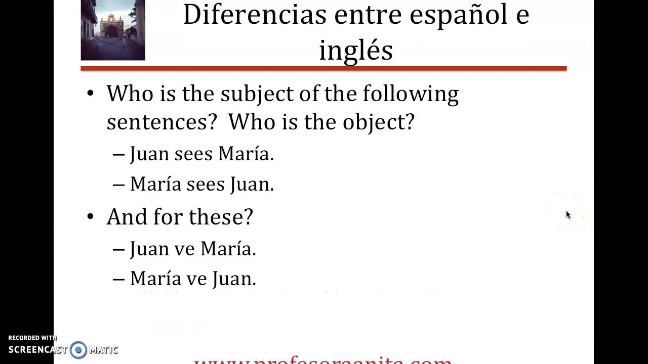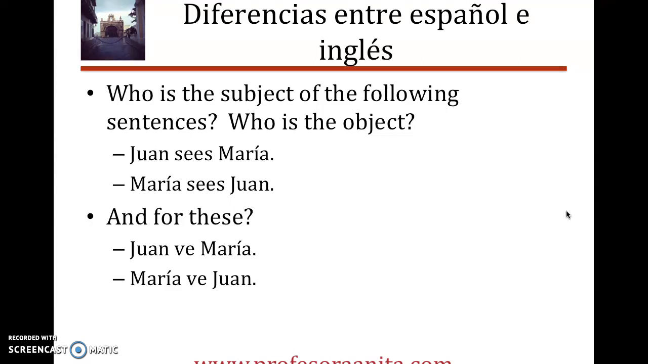All right, so now the really fun part. Okay, who's the subject of the sentence and who is the object? So remember, the subject does the action. So in the sentence, Juan sees Maria. Who is doing the action? Who sees and who is being seen? So hopefully you're saying Juan is the person that sees and Maria is the person that's being seen. And in the second sentence, Maria sees Juan. Who sees and who is being seen? And hopefully you're saying Maria sees and Juan is being seen.